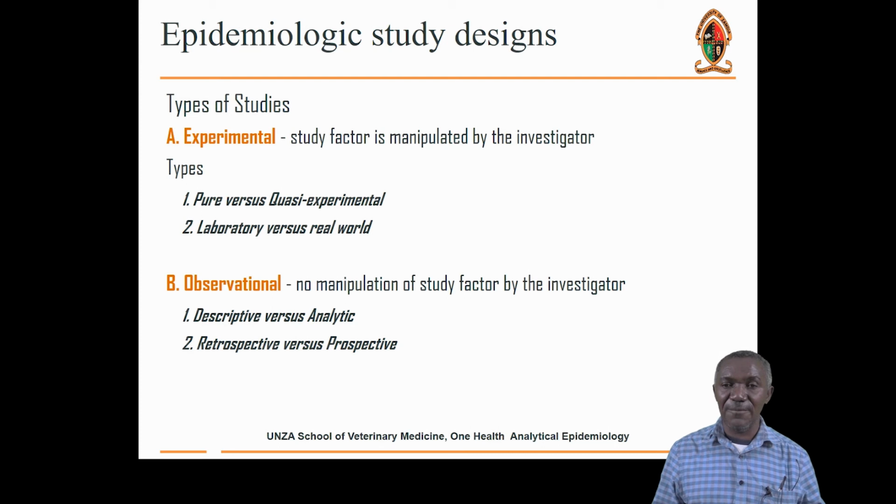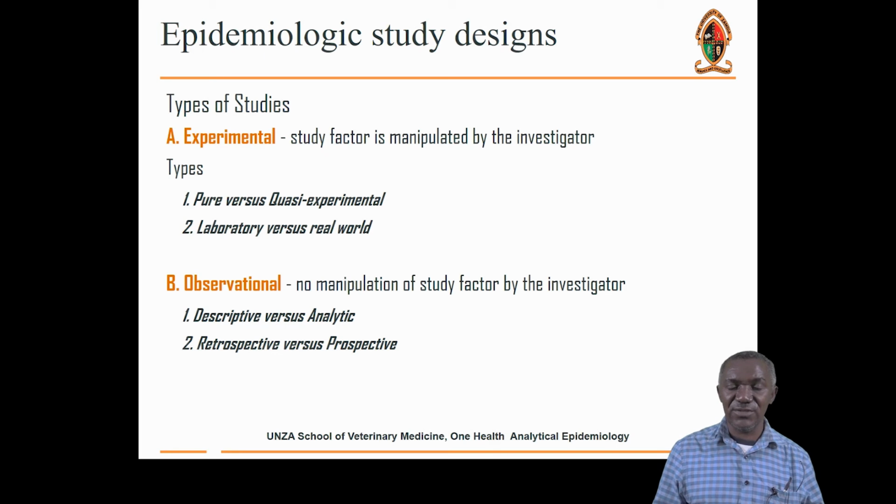For instance, if you're doing a curative study where you want to see the efficacy of a particular product, the administrator or the investigator will administer this particular product to the study subject. And so there are two types. We have a pure experimental study design. Also, we have the quasi-experimental study designs. And then we also have laboratory studies, those that are based in the laboratory, while others are in the real world. They are field-based experimental study designs.